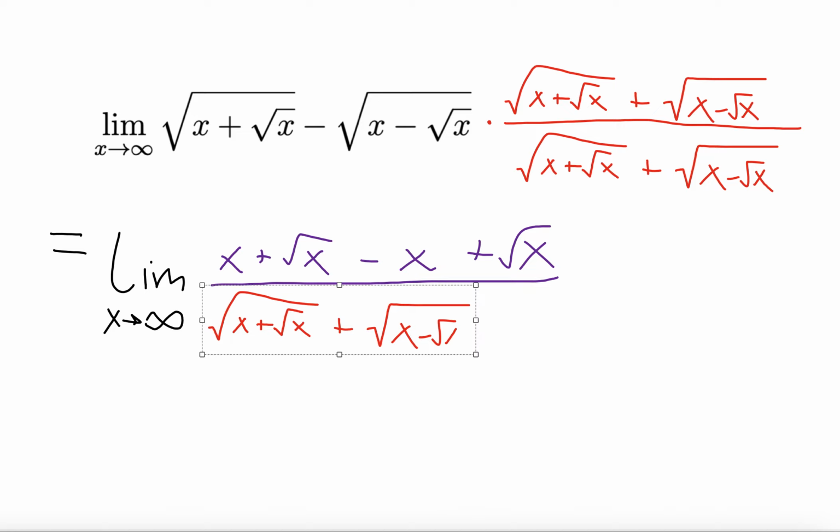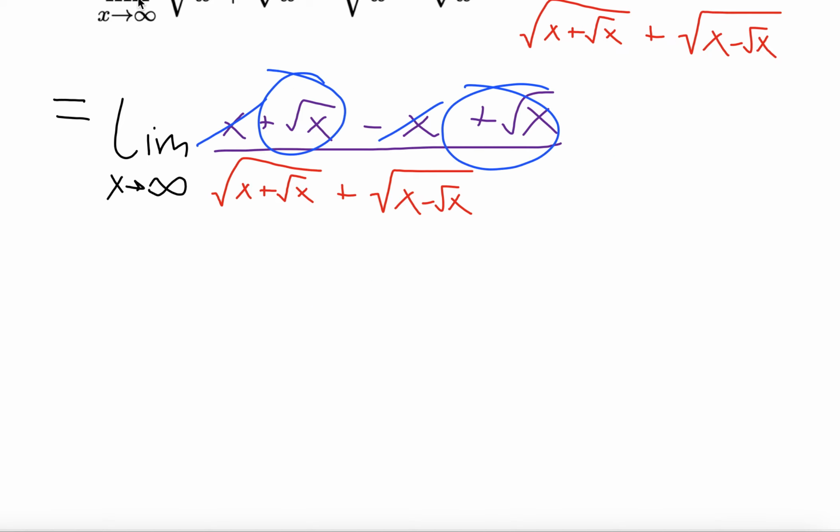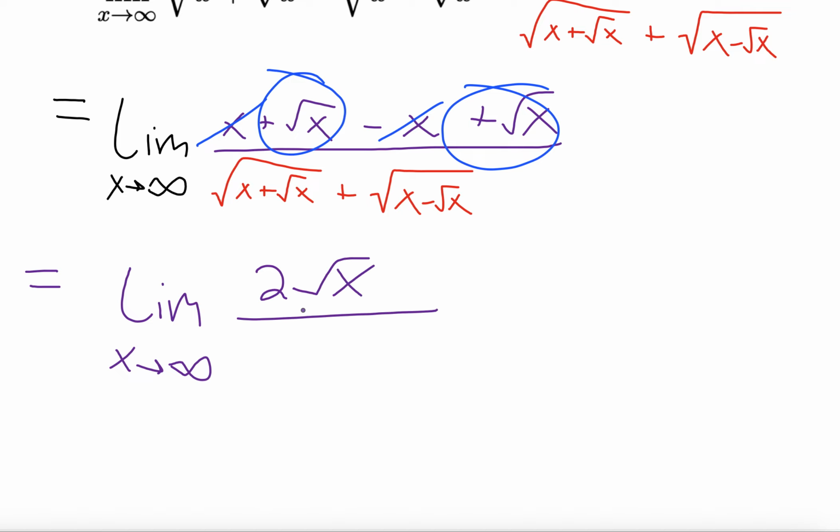All right. Now, what do we do from here? Well, now you can see that we already got some cancellation, which means we're going in a good direction. Take these x's and get rid of them, and you can consolidate these two root x's, and so we can get the limit as x goes to infinity of 2 root x divided by the bottom term. So I'm going to just put that bottom term over there. Okay. Now, what do we do next?